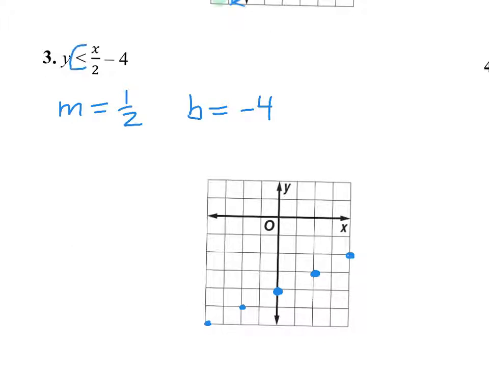Right, this one says less than. It is not less than or equal to, so we make a dashed line. And less than means shade underneath.